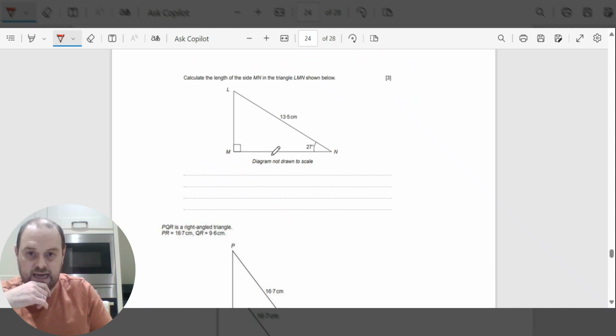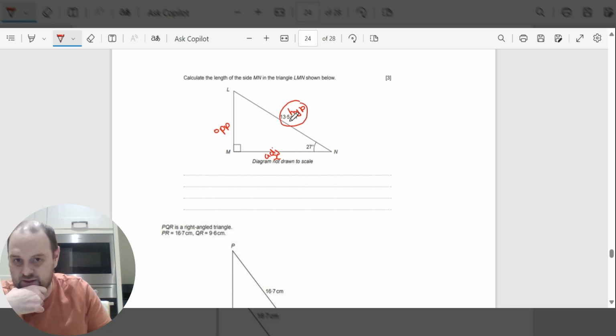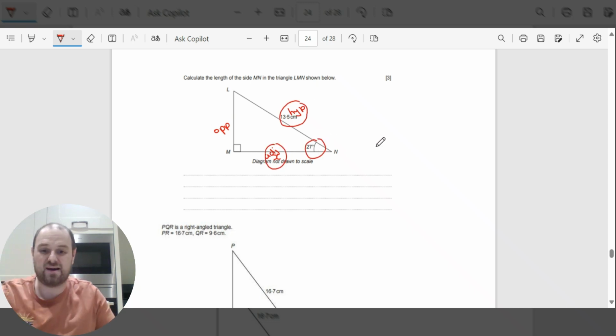Again, calculate the side MN. It's very similar to the last one, guys. That's the side we want. That's the adjacent. That's the hypotenuse. That's the opposite. Again, it's exactly the same as the one I just did. They are the important side, and that's the angle we know. So you're going to be using CAH again, okay?